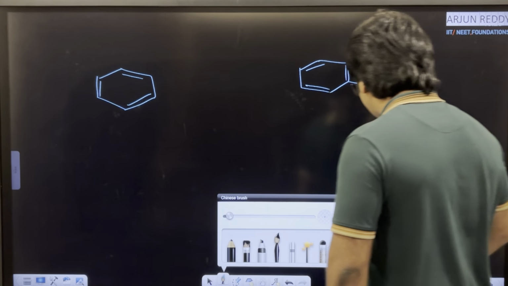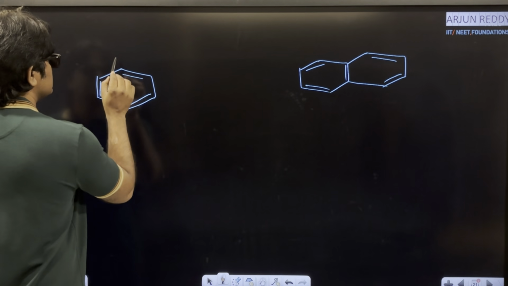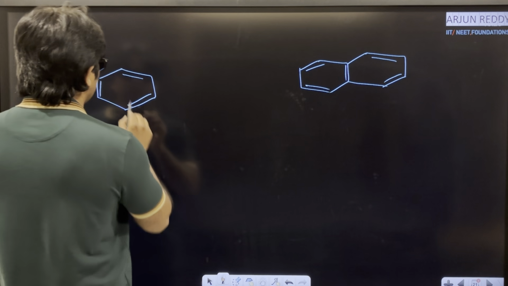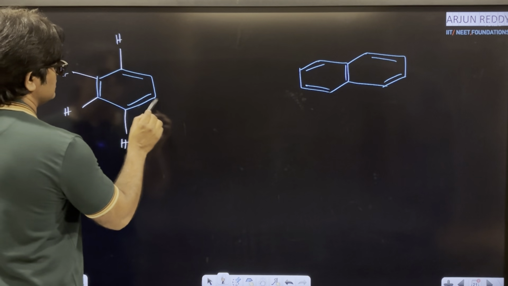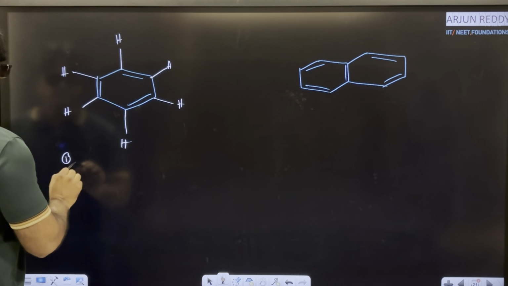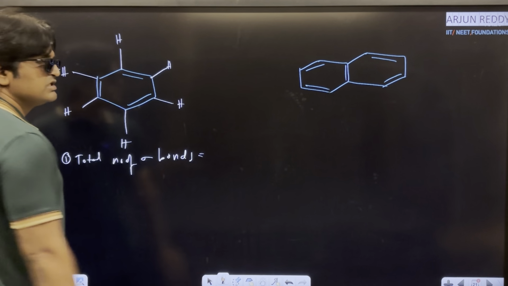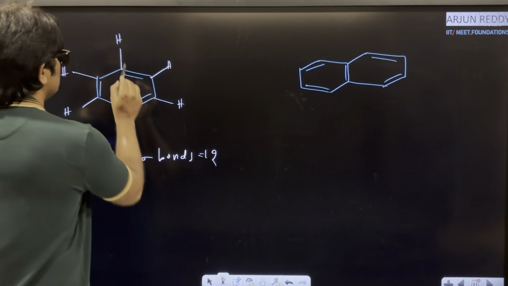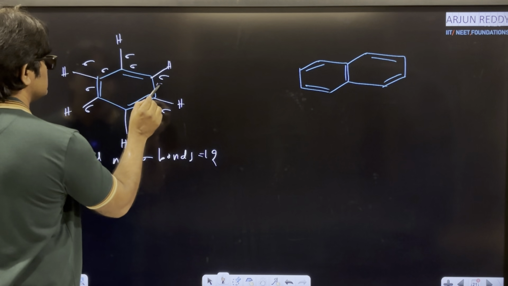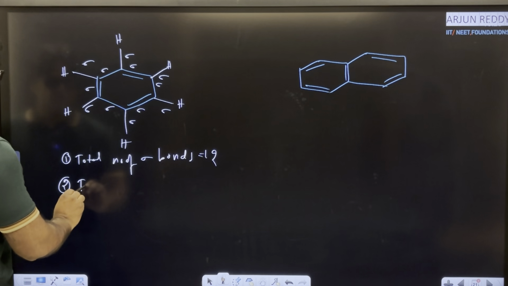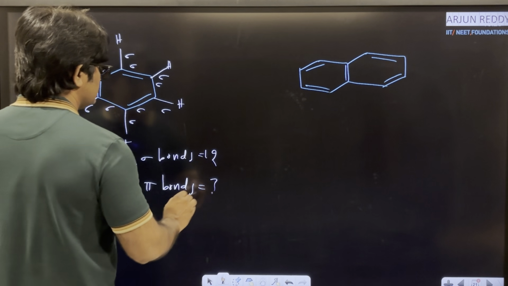For example, these are the two molecules. How to find the number of sigma bonds and pi bonds? Here three bonds are already completed, so I am going to take the fourth bond as hydrogen. Here also hydrogen. Next hydrogen, hydrogen, hydrogen, again hydrogen. First point, total number of sigma bonds: how many sigma bonds are there? Total 12 sigma bonds are there: sigma, sigma, sigma, sigma, sigma, sigma, and the CC bonds, sigma, sigma, sigma, sigma, sigma. Second one, total number of pi bonds: 3 pi bonds are there.